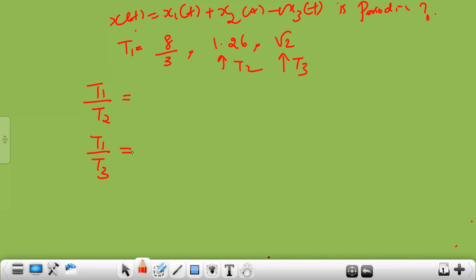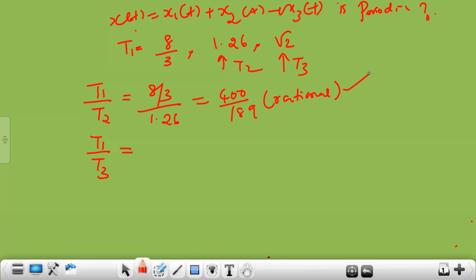Find the value of T1 by T2 and T1 by T3, and you are not going to change that root into anything else, it should be there as such. So T1 by T2 is 8 by 3 divided by 1.26. Rearrange it using a calculator, you can rearrange it in fraction and tell me the answer. Sir, 400 by 189. Yes, very good. It is 400 divided by 189, which can be treated as a rational number, means our first condition is okay.